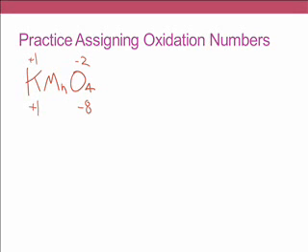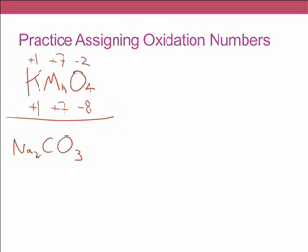And manganese is one of those tricky transition metals, but we know what it must be. The total compound must be neutral. So what must manganese be to equal out to 0? That must be a +7. So manganese has an oxidation number of +7. Okay, let's try another one.